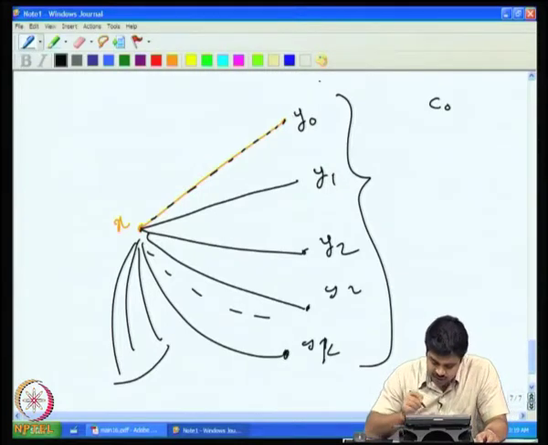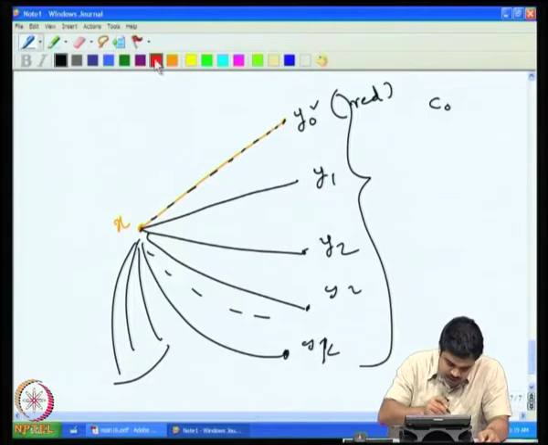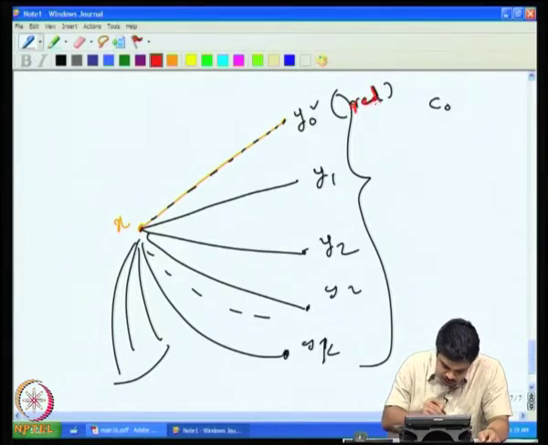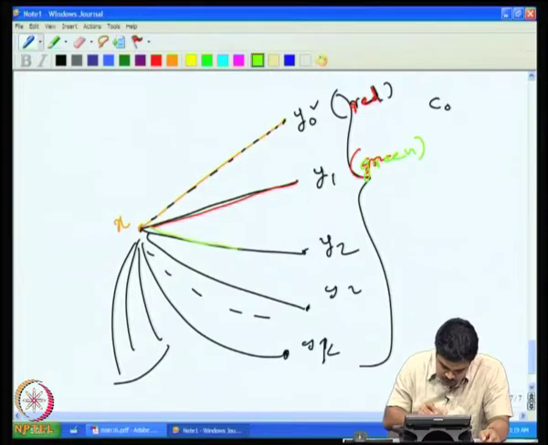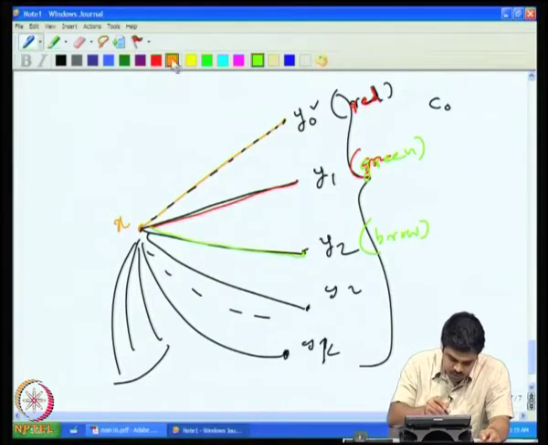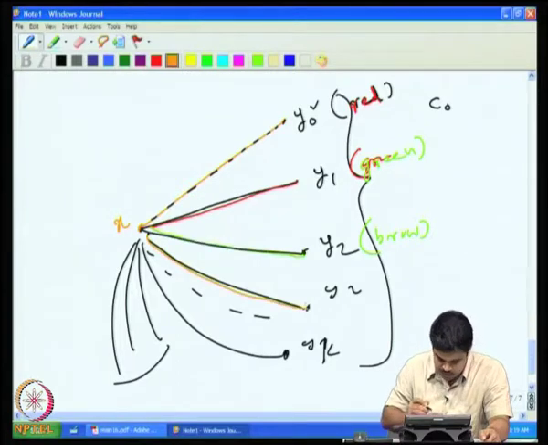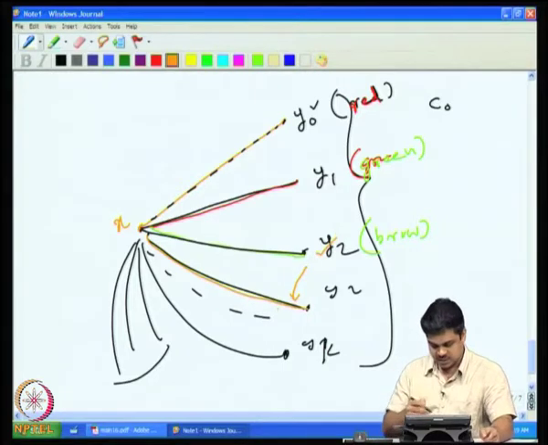So the color with respect to C0, what is missing here? Say for instance, if red is missing here, then this is red colored, right. If green is missing here, then this is green colored, right. Suppose brown is missing here, then this is brown colored, like that. So this is the way we have selected it. What color is missing at yi will be the color of the xy edge. This is the way we have it.